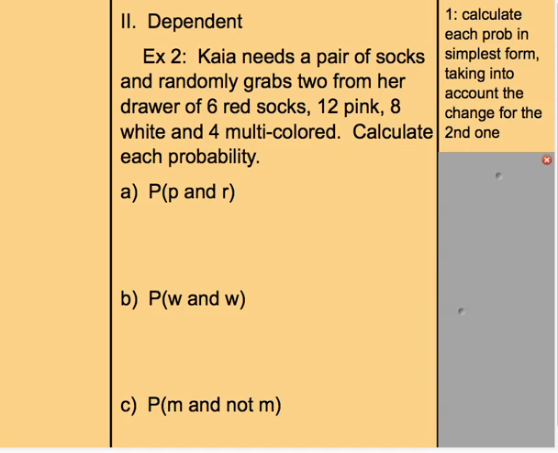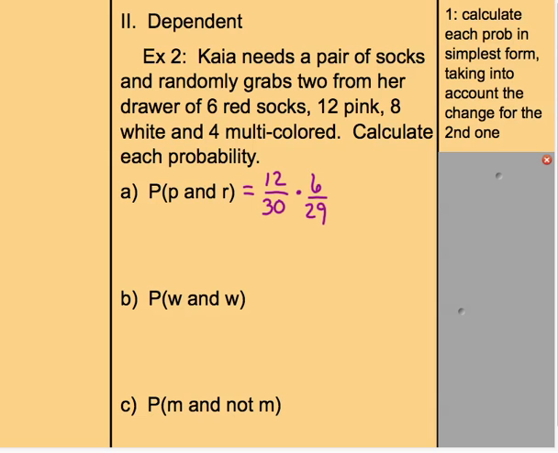All right, so our first probability is that she pulls a pink sock and then a red sock. So the pink sock is normal. There's 12 pink socks in there out of a total of 30 socks. The and means we will multiply, but think about this. She's got a pink sock in her hand now, so that means there are 29 socks left in the drawer for her to choose from, 6 of which are red.